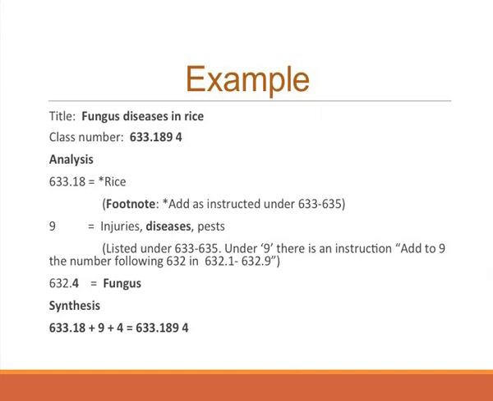So our complete number is constructed, or synthesized, like this: 633.18 for rice, then as per instruction, digit 9 has been given for disease, and then to 9 we have added the number following 632, that is 4. 632.4 was fungus diseases, so 633.1894. This is the complete number for our title.